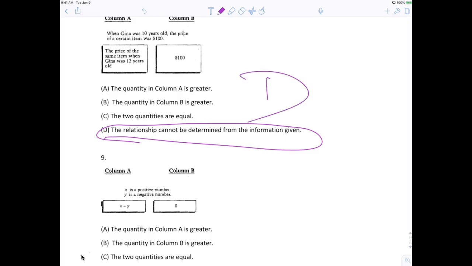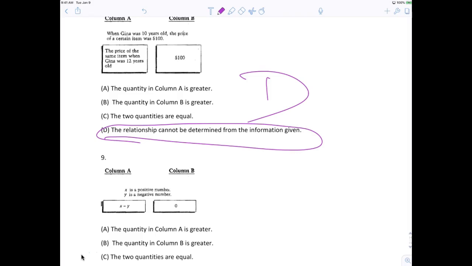When Gina was 10 years old, the price of a certain item was $100. The price of the same item when Gina was 12 or $100. What do you think? So the answer is, if you're not sure, it's what? That's the right answer. Very good. If you don't know something, the answer is what? D. You can't tell.